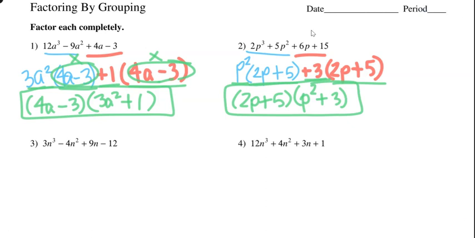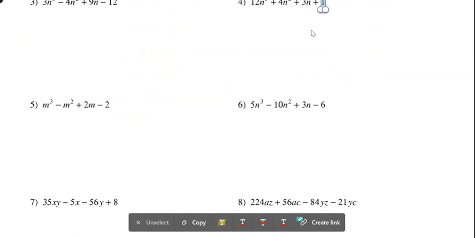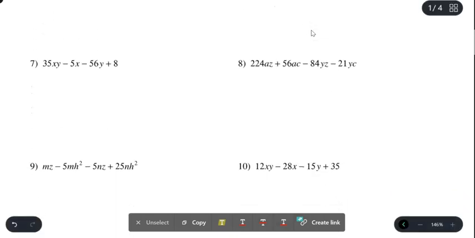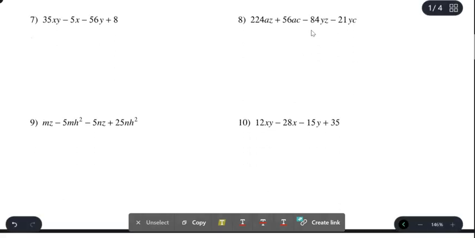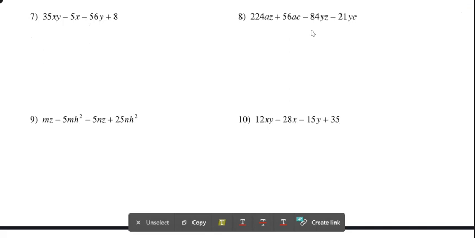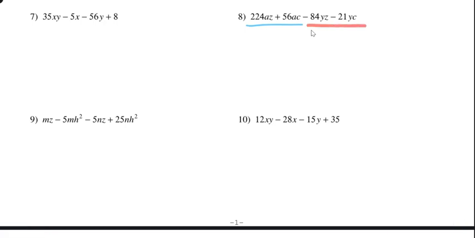So we're using grouping right now to factor all of these. And sometimes grouping is easier in certain expressions than it is in others. So let's move down and look at something where we might have an issue. Let's look at 8. 8 looks pretty ugly. Well, as it is, I would group it like that if I'm going left to right.